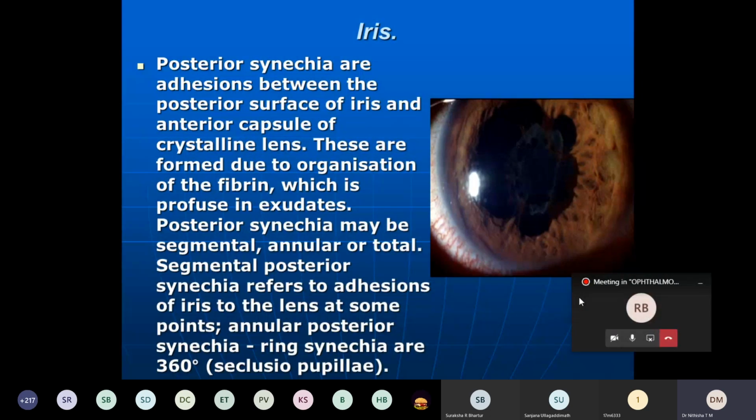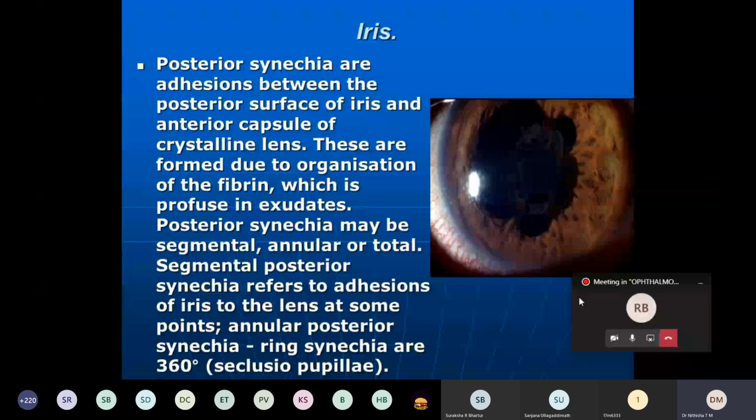When posterior synechiae form at a few points, like 1 or 2 points, it is called segmental synechiae. When posterior synechiae form totally, over 360 degrees, it is called occlusio pupillae.